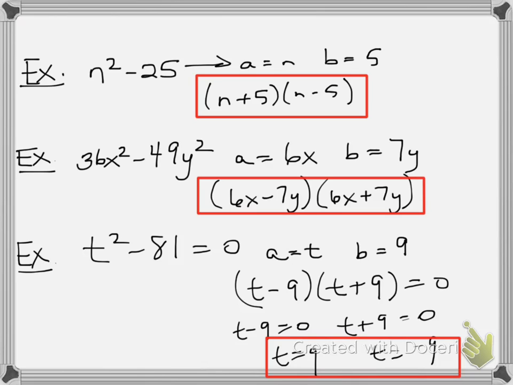Again, the two things you need to remember is that A has to be a perfect square and B has to be a perfect square. And they have to be subtracting from one another. If they're not subtracting from one another, and A is not a perfect square and B is not a perfect square, it's not going to work. So both those things must happen. If you have a perfect square plus a perfect square, there's no such thing as the sum of squares. It doesn't work like that. Okay.